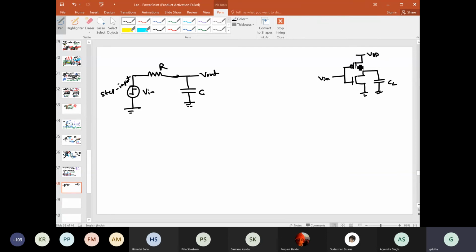Fine. So, suppose you fix this V in to 0 volt, then this PMOS will be on, right? When this PMOS is on, this will behave as a resistor R, right? So the capacitor will get charged through this, and this is off at that moment. So this is open. So you can now approximate this part with this, right?